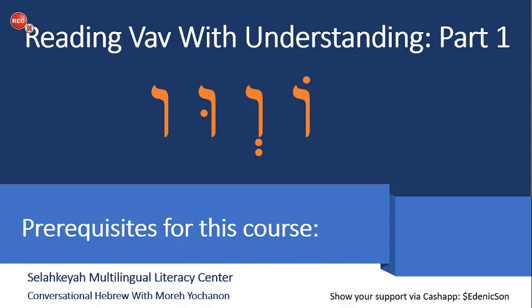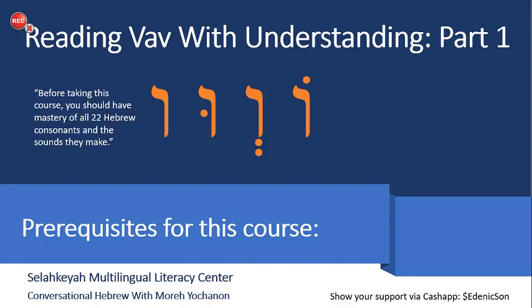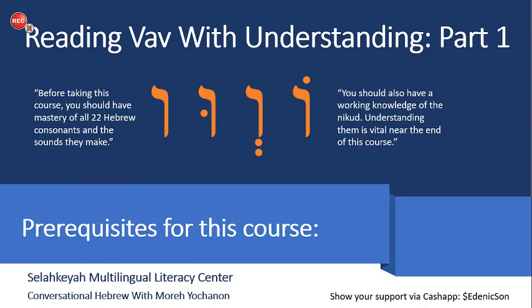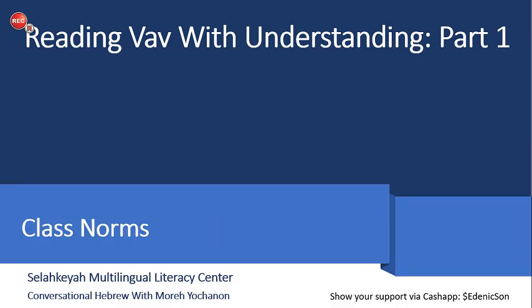The prerequisites for this course. Before taking this course, you should have mastery of all 22 Hebrew consonants and the sounds they make. You should also have a working knowledge of the Nikud. Understanding them is vital near the end of this course. Okay? This is part one.